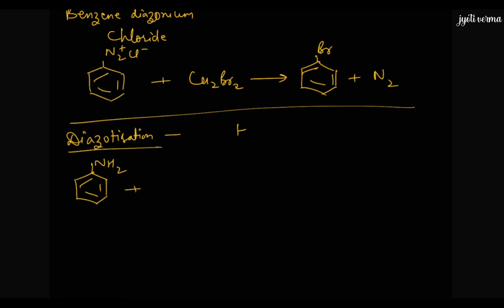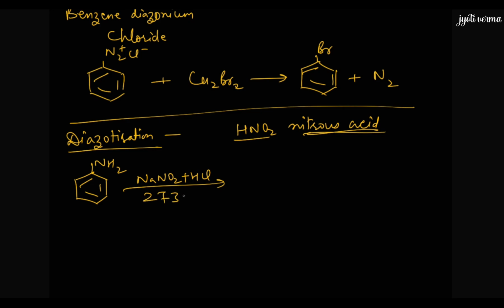Now what is this nitrous acid? HNO2, nitrous acid. But this nitrous acid is not at all stable. It has a very high tendency to undergo oxidation. That is why we always take nitrous acid in situ. In situ means we will be taking NaNO2 plus HCl. The two will be reacting during the reaction itself to give the nitrous acid, and the reaction will take place in the ice cold solution.